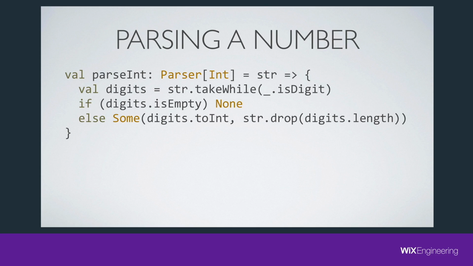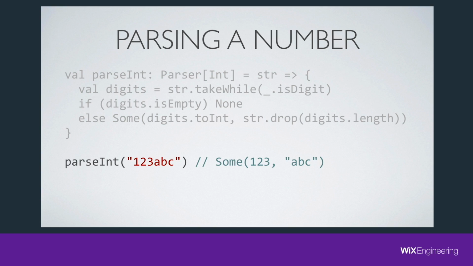So let's play around with it and try to parse an integer. We'll take the prefix of the string which consists of digits, and call toInt on it. If no digits exist, our parser will fail and return None. And indeed it works as expected, parsing successfully a valid string and failing for invalid input.